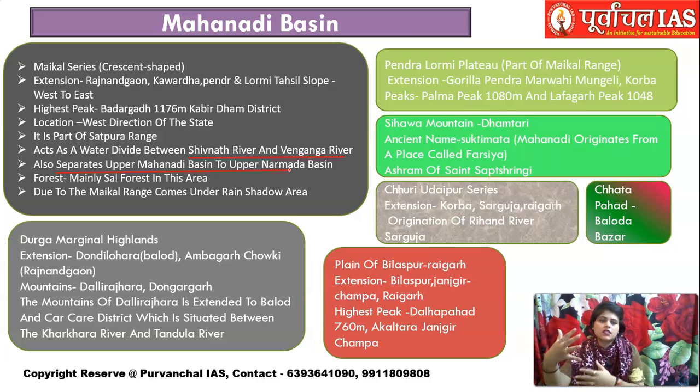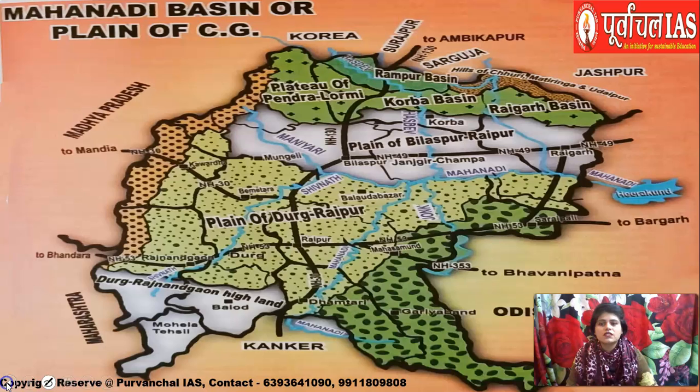So we have the Mahanadi basin and then we have the Narmada basin. Narmada is towards the Maikal. So this acts as a water divider between the two. Mainly you find sal forest in this area, and due to the Maikal range, the region comes under a rain shadow area. Now what is this rain shadow area?